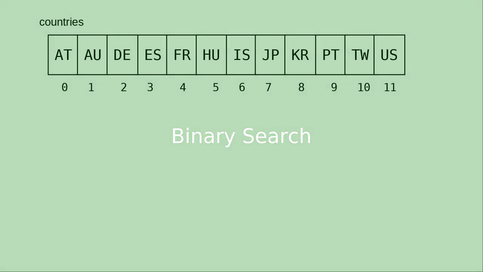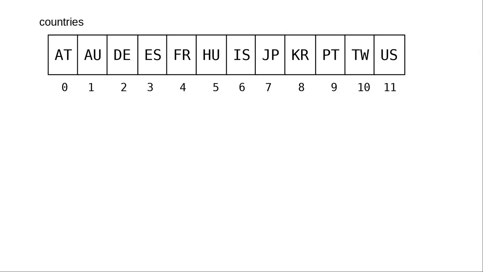Consider this array with a list of two-letter country codes. They're already in alphabetical, sorted order. Let's say we want to find ES, the country code for Spain. We can use the fact that the array is sorted to our advantage.